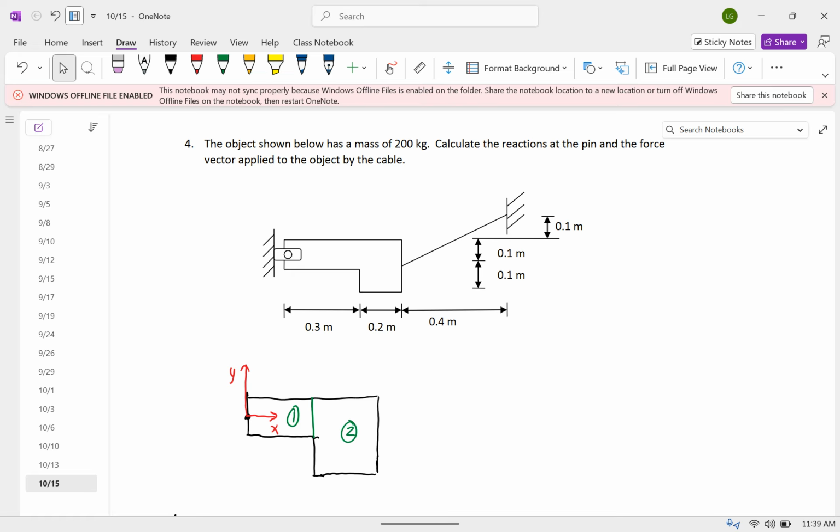So why is it 0 for the first rectangle? Because that pin is at the middle of the height and the centroid is at the middle of the height. So they're at the same height, so you don't go up or down.